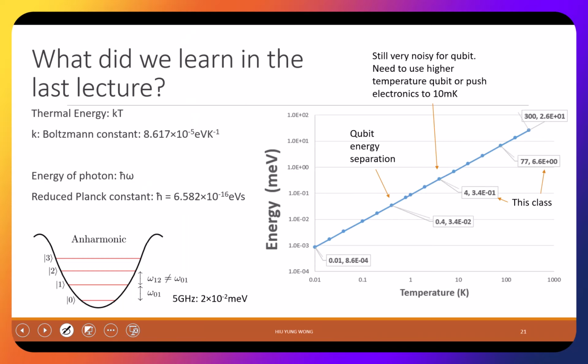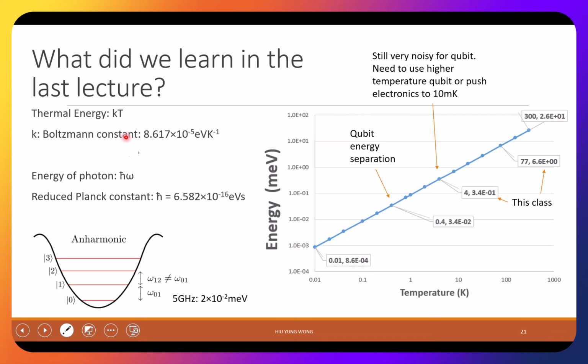A quick review for the exam. Now let's go back to the beginning. We talked about this energy separation. We say that for a qubit, for example, a superconducting qubit, the energy separation is very tiny. For example, in this case, it's only 0.02 milli eV. And of course, you understand why we need to go to cryogenic temperature, because the thermal energy is kT.